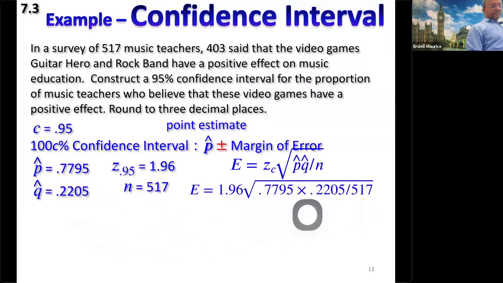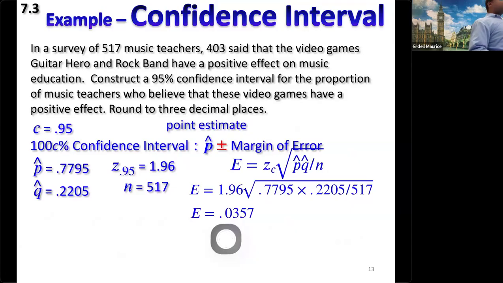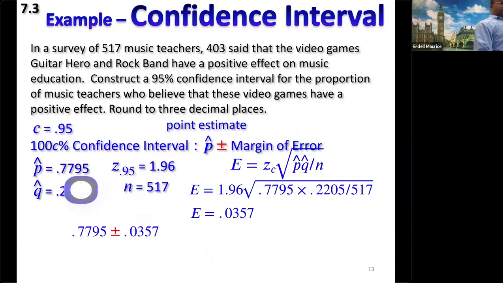P multiplied by Q divided by N, 517, and you take the square root of that whole thing. That gives me my standard error. And then you multiply it by 1.96. And that gives us our margin of error. Questions there? Too bad we don't give you a cheat sheet on the test, yeah? Anyway, that gives an answer of about 0.04, rounded to two decimal places. And then you simply take your P hat and add and subtract, and that gives us our confidence interval.